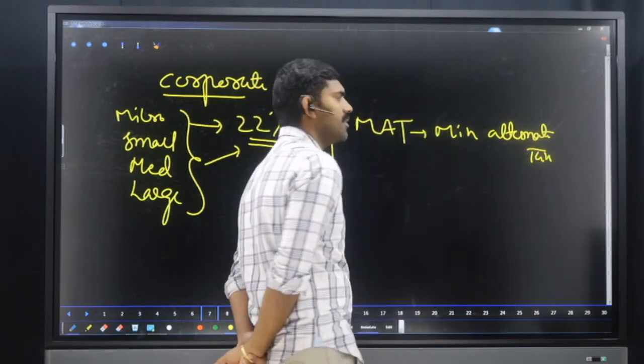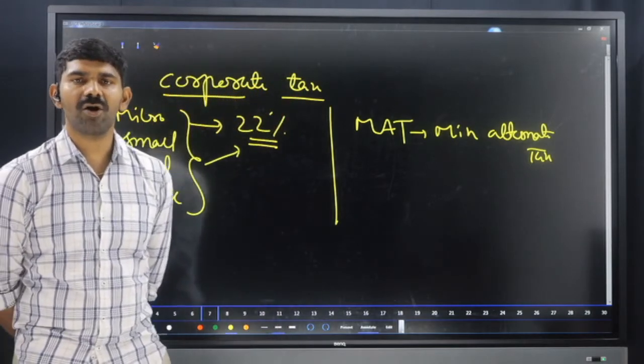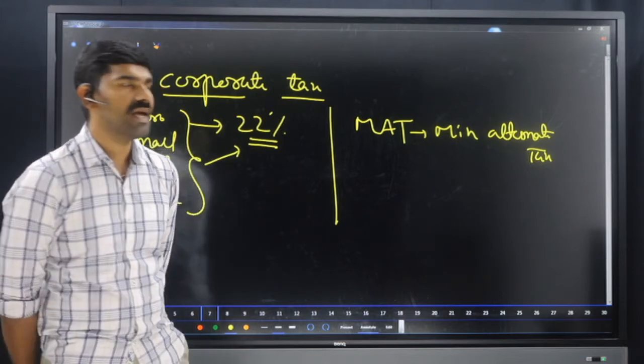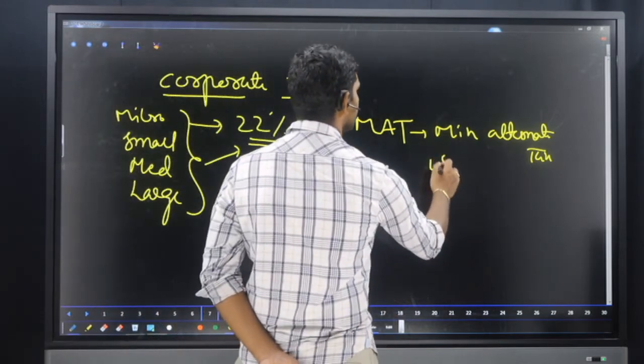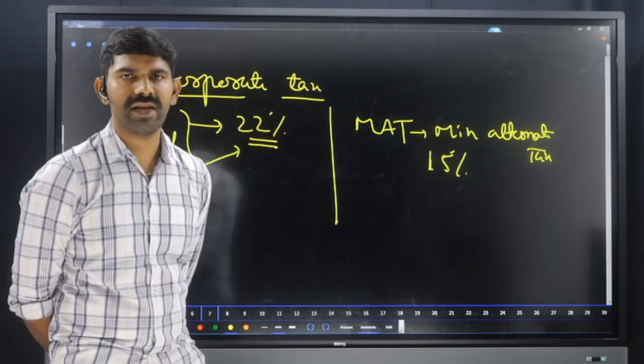MAT stands for minimum alternate tax. Means what? The companies which are not paying corporate tax will have to pay some percentage of the tax as a MAT, and currently it is nothing but 15%. Very important. Any doubts, do ask me.